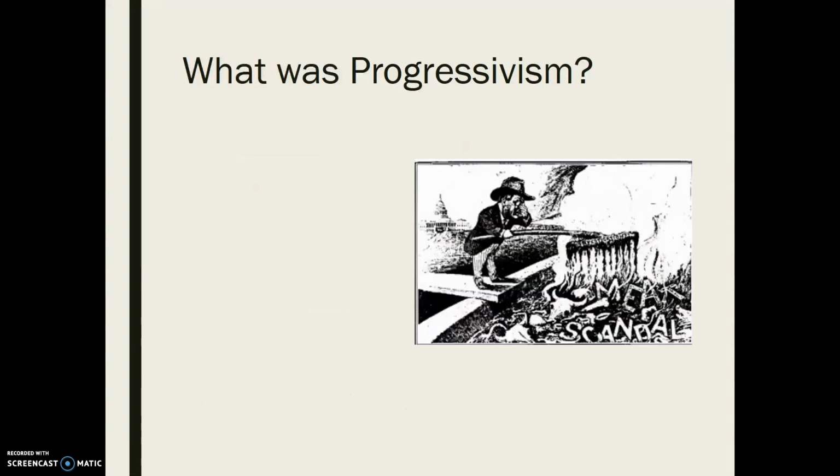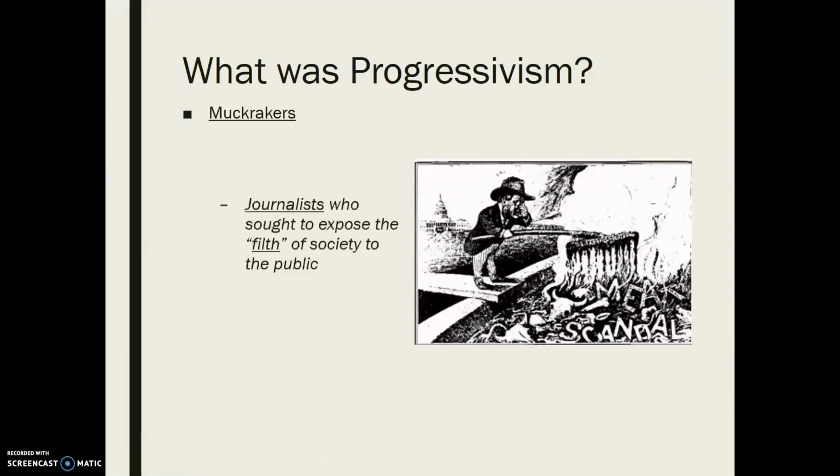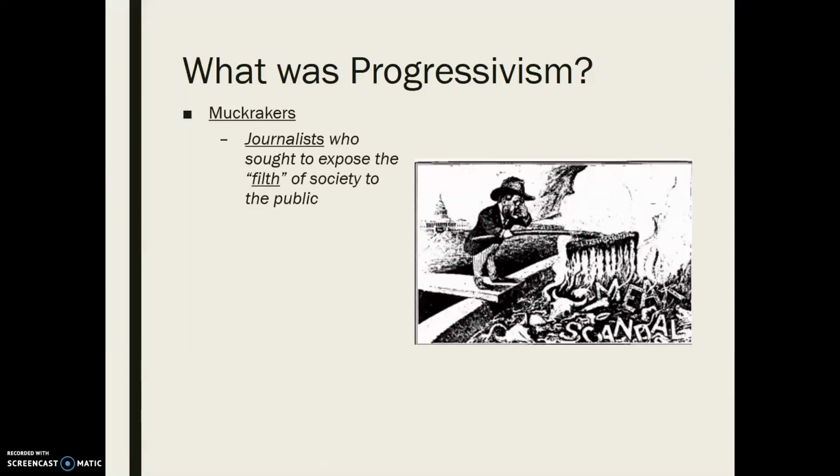Last thing here is, how do you get people on your side? How do you get people on board? How do you get people aware? And that is one of the big obstacles that a lot of progressives had to overcome. So the media was a big part of that. And so the term muckrakers refers to journalists who wanted to make people aware of some of these negative aspects of society in order to get them to advocate for the change that they supported.